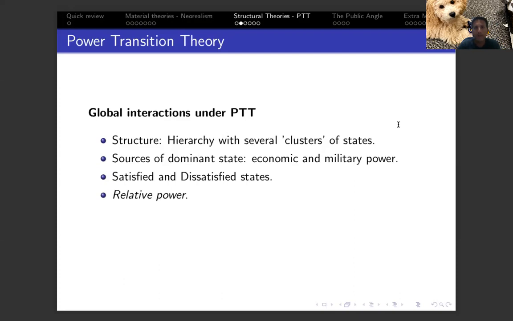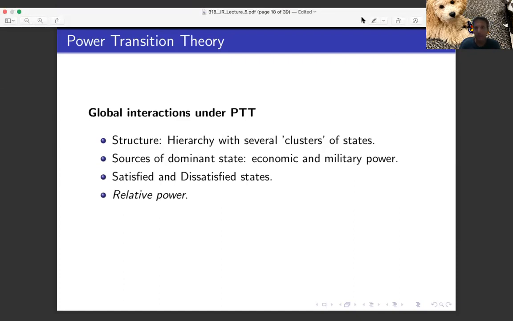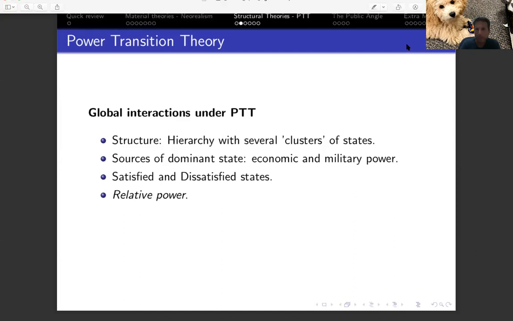Now, the dissatisfied actors are not satisfied with the status quo, but only the ones that have enough power, which are in the upper tier, actually represent a threat to the international peace and stability, if this actor has the tools, and in this case, this is where the relative power kicks in. If they have the tools, then this actor is going to try to change the order and rise to the top and be the dominant state.